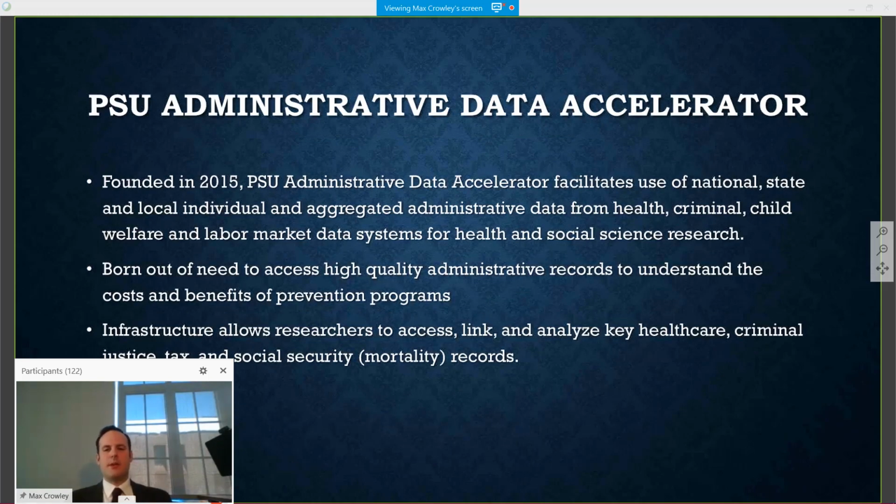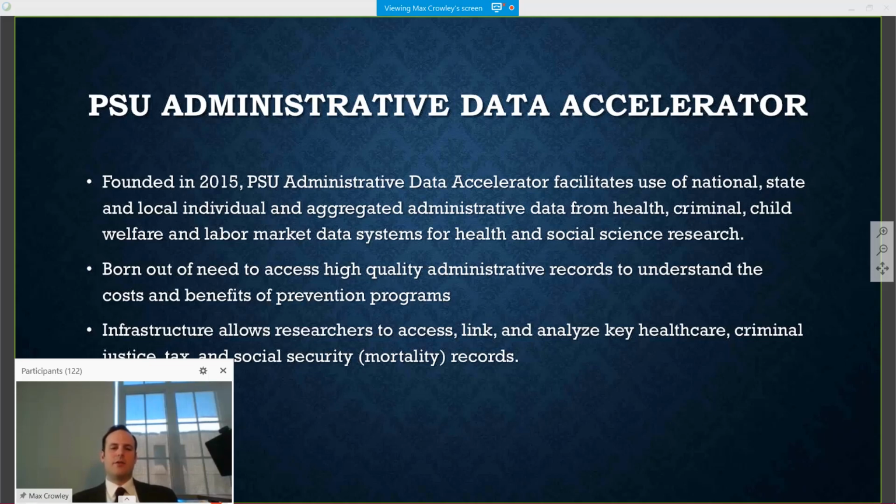So one of the things I was asked to talk about today, and Dr. Murray mentioned in the introduction, was, in light of the opportunities around administrative data to enhance the quality and utility of economic evaluations, some of our efforts here at Penn State University around developing an administrative data accelerator.